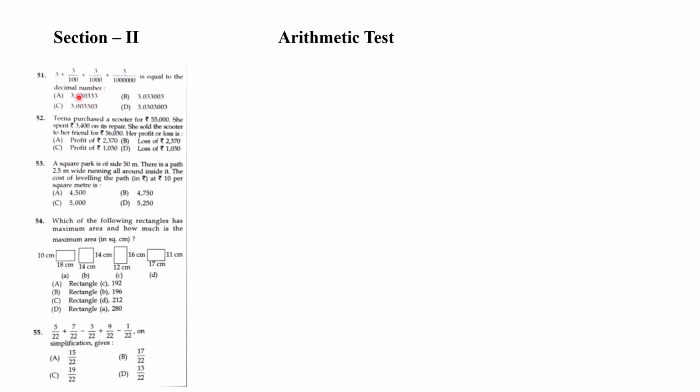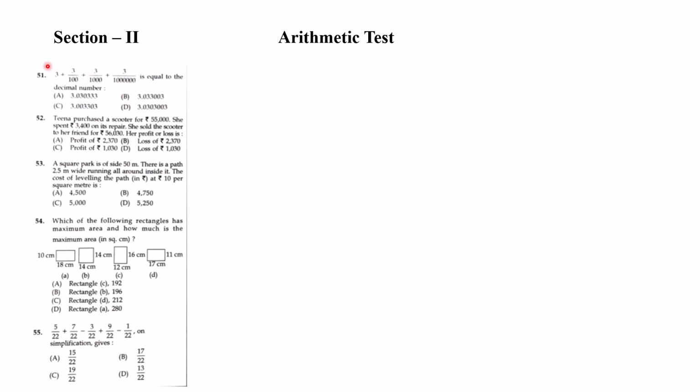Now, coming to this 3 by 1000, that would give me 0.003. 0.003 is not present in option A, so that is eliminated. Again, option D also does not have 0.003. Therefore, there should be a 3 at this location because of this 3 by 1000. Therefore, D is also eliminated. Option B would be the right answer.